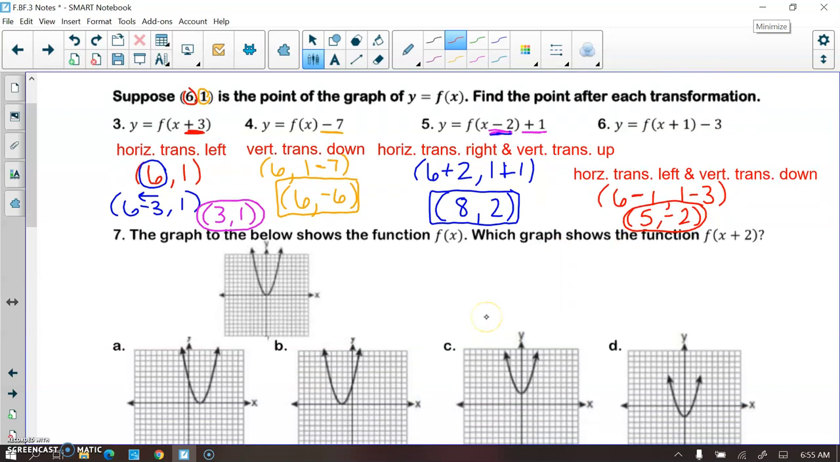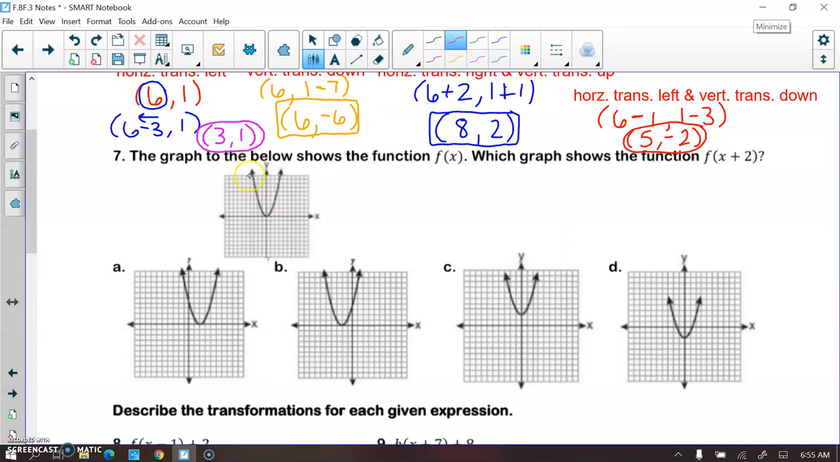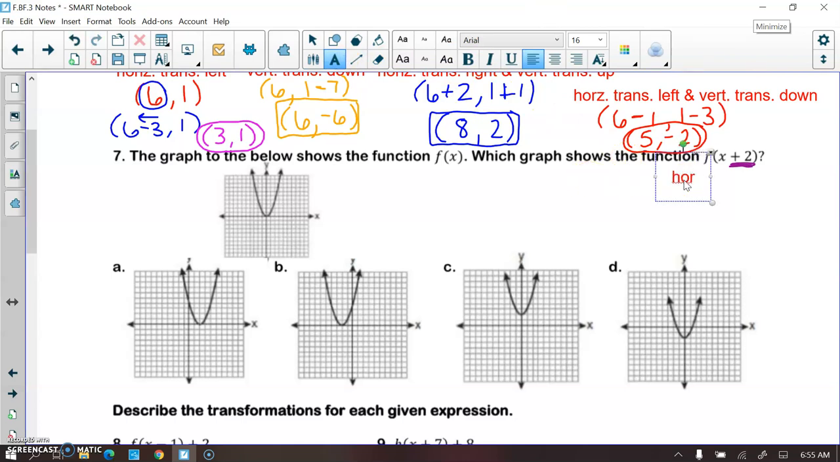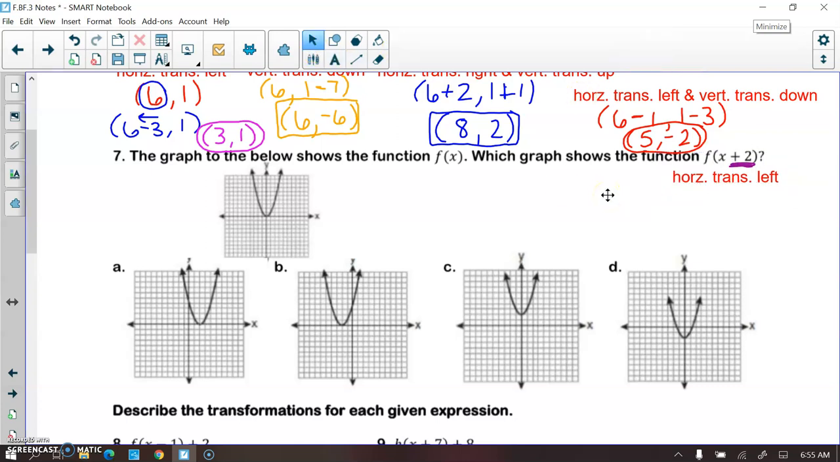All right, moving on. Number 7, I have a parent function. This parent function is a parabola. It's y equals x squared. And I am going to find the graph that shows my transformation, which is a +2 on the inside. So that is a horizontal translation to the left. What I did was take my graph and translate it 2 units to the left. So letter B is my correct answer.